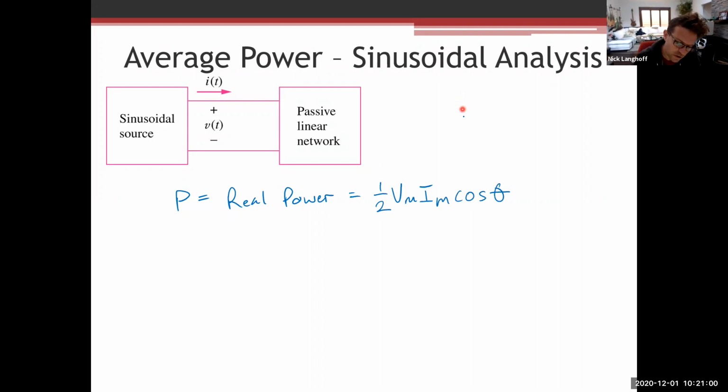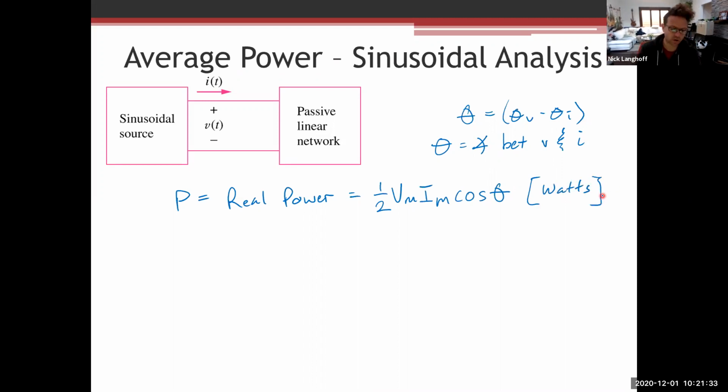And if you wanted just to write yourself a note here, theta in general is theta V minus theta I. It's the difference between, theta equals the phase angle between V and I, as we saw on the last slide there. Okay. So that's the real power, and the units of this are watts. Okay, just as we're used to seeing.